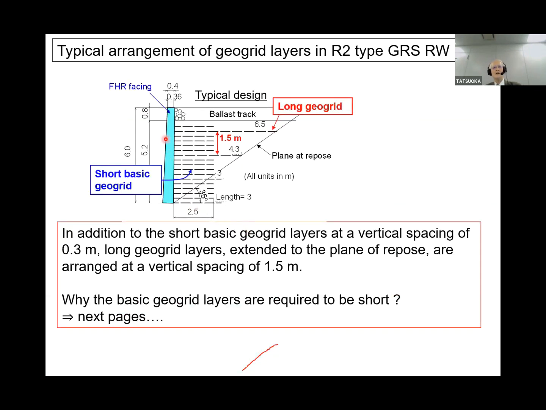This is a typical arrangement of grid layers in the R2 type. Here are the short basic grid layers. In addition to these short basic layers at a vertical spacing of 0.3 meter, long grid layers extended to the plane of repose, where this angle is 35 degrees, are arranged at a vertical spacing of 1.5 meter. Why we need these short grid layers, I'll explain next.